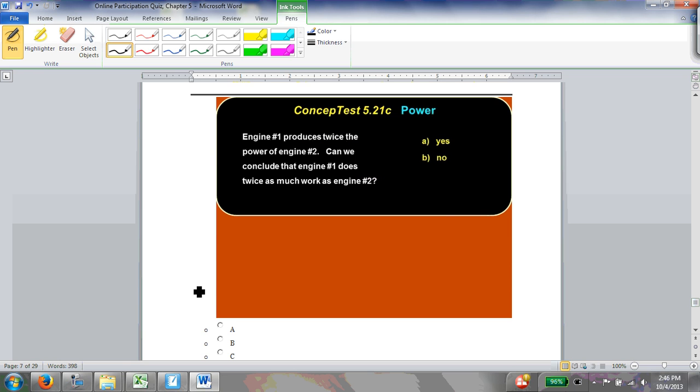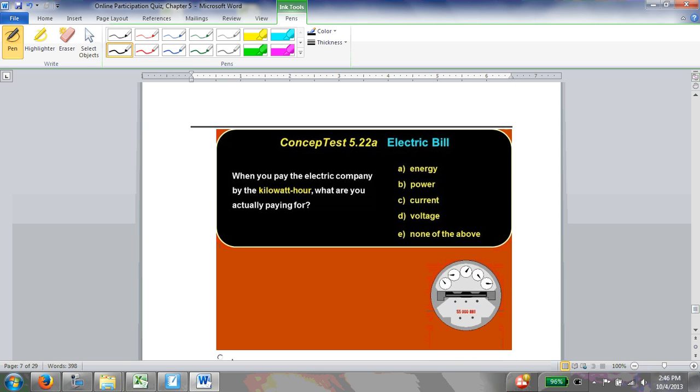Engine number 1 produced twice the power of engine number 2. Can we conclude that engine 1 does twice the work as engine 2? No, you cannot, because you don't know the time. Remember, power is this relationship between work and time. Just because something produces twice the power doesn't necessarily mean it produces twice the work, because it could be that it produces twice the power in half the time. This is about the same amount of work. So the answer is B, no.